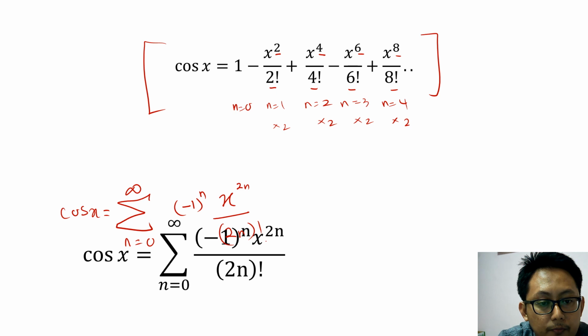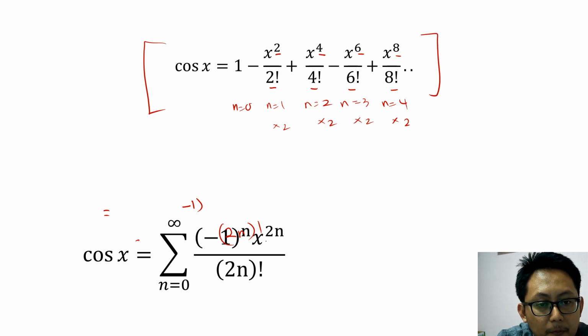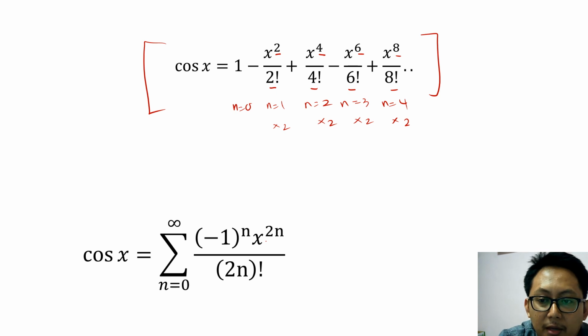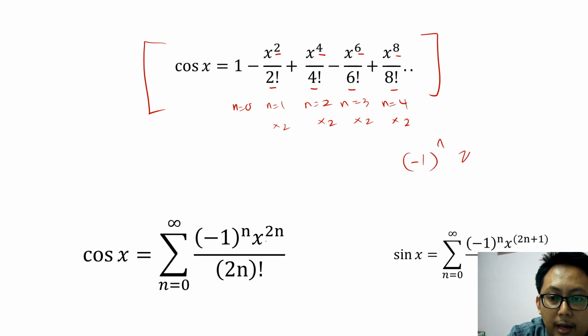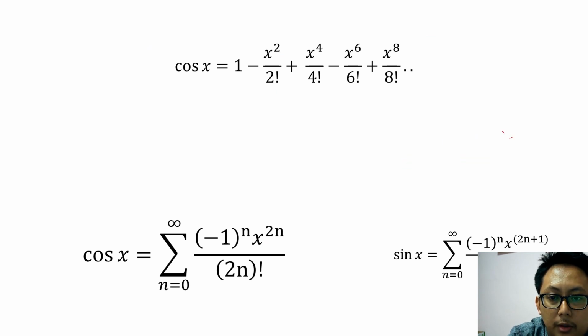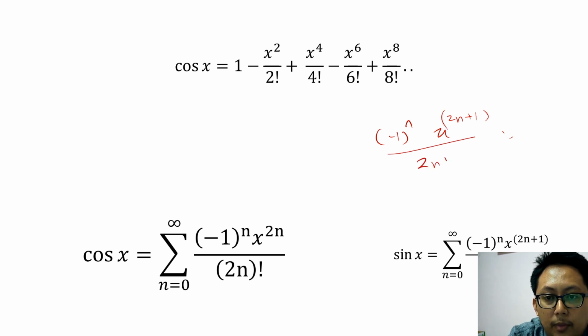So this will be the value. Can we compare with sine? You cannot see it here, but we know that for sine it is minus 1 power of n, x power of 2n plus 1. Okay, sorry, something already moved. So here for sin x you have minus 1 power of n, the same, we have x power of 2n plus 1, and then we have here 2n plus 1 factorial.